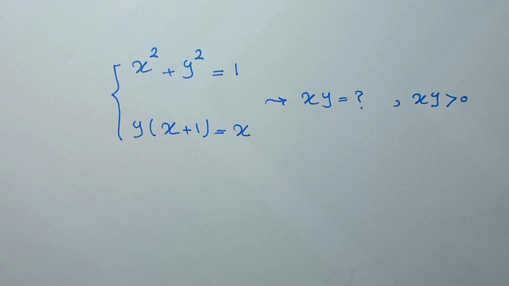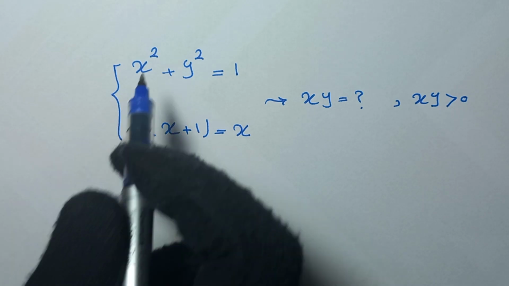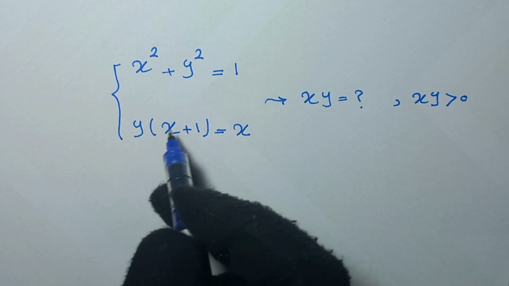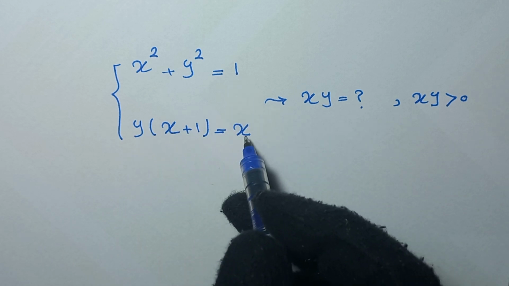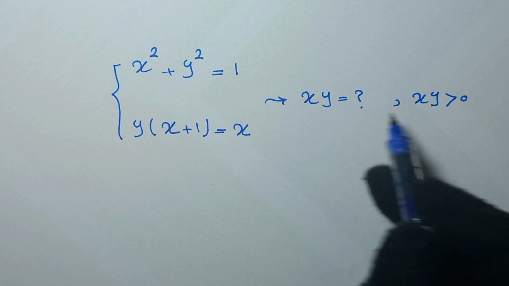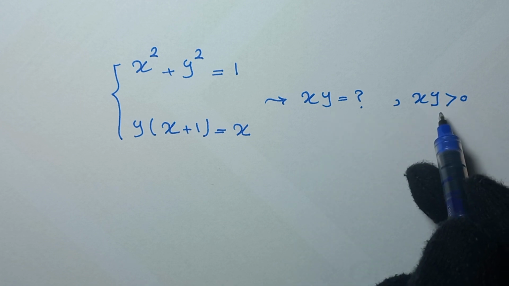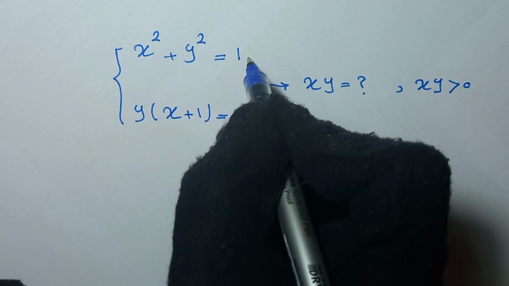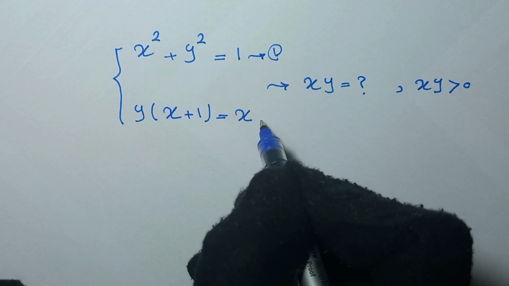Hello my friends, you're welcome to solve this math problem: x squared plus y squared is equal to 1, and y times (x plus 1) is equal to x. Find the value of xy, where xy is greater than 0. In the first step, we let this be equation 1 and this be equation 2.